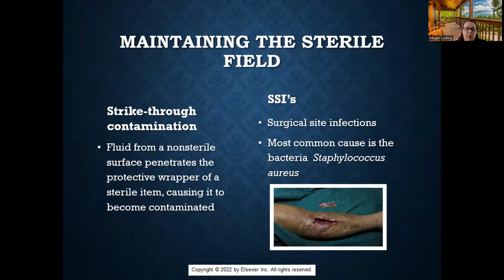Diabetic patients have a really hard time with wound healing. We don't want to make it any harder for them. We don't want to cause unnecessary subsequent surgeries or hospitalizations or even death. So making sure that we maintain a sterile field to prevent these SSIs is super important. I can't stress that enough.